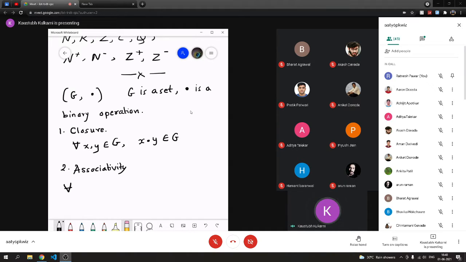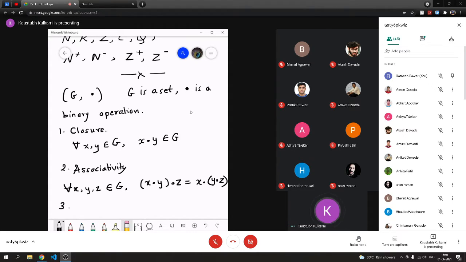Associativity means for all x, y, z belonging to G, (x . y) . z is the same as x . (y . z). That is, for this triplet of numbers x, y, z, if you want to perform the operation, you can either perform it on xy first or you can perform it on yz first. It will not affect the result, basically.